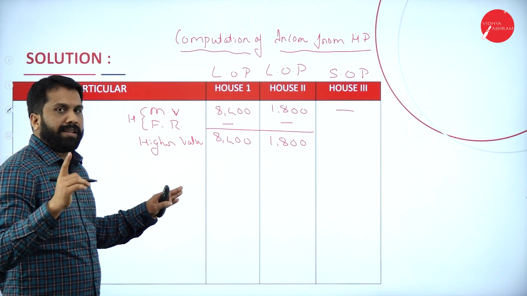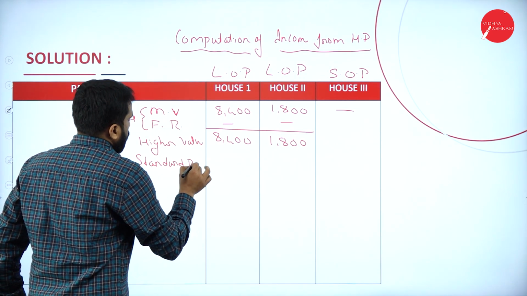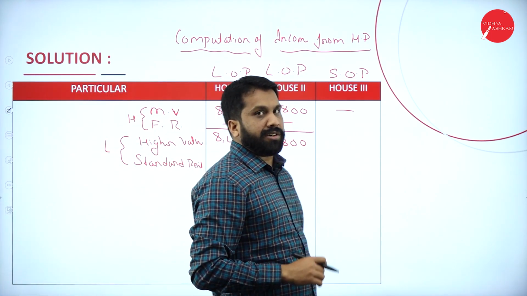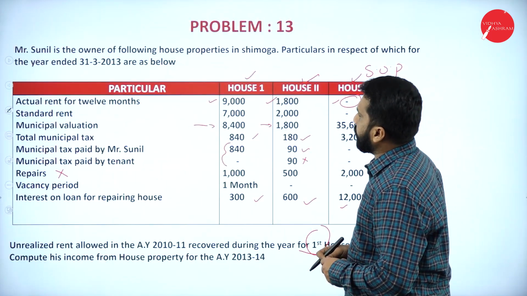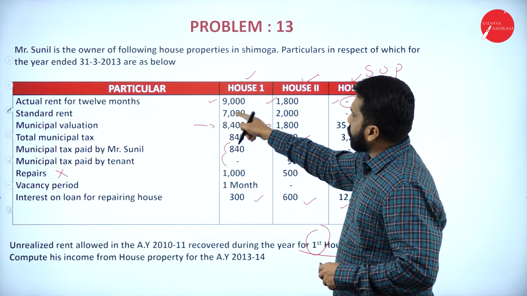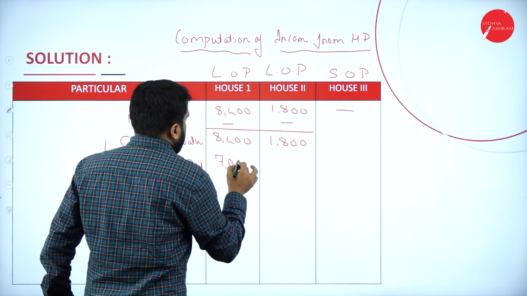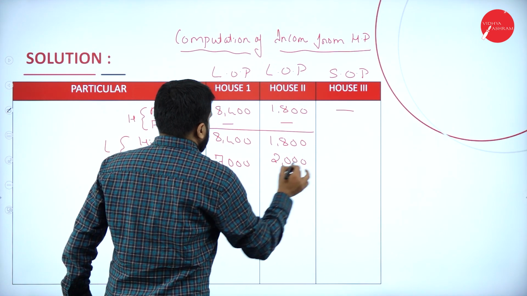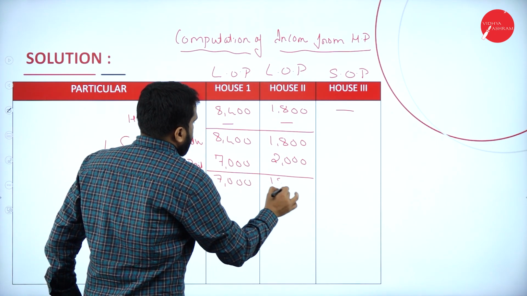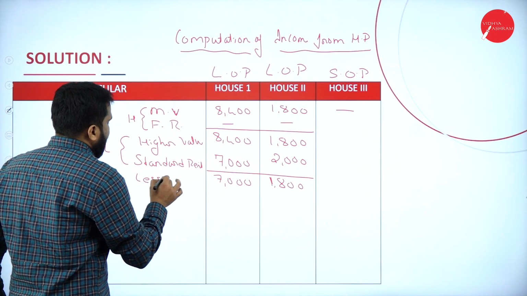Now you compare with standard rent. In this, we have to go for whichever is less. What is the standard rent we have? We have 7,000 and 2,000. Compare this. Whichever is less, we consider 7,000 here, and we consider 1,800 here. This is the lesser value.